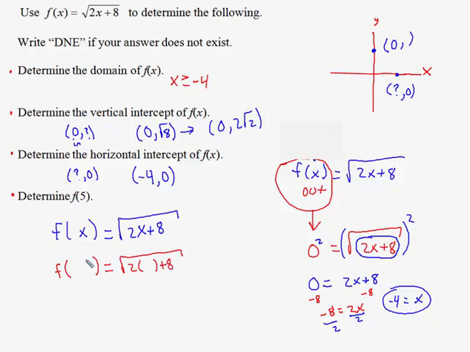Whatever your input is, x goes here as well, and my job is to replace x with 5. So since I put it here, I have to put it here. That would give me 2 times 5 is 10, 10 plus 8 is 18. So I would get that f of 5 is the square root of 18, and I would be done, unless you have a teacher that wants you to simplify that radical.